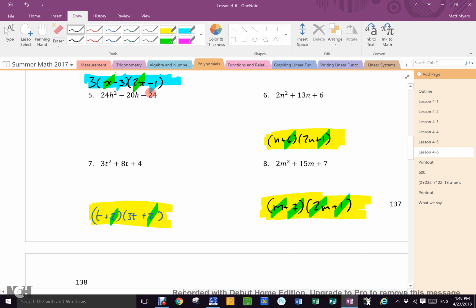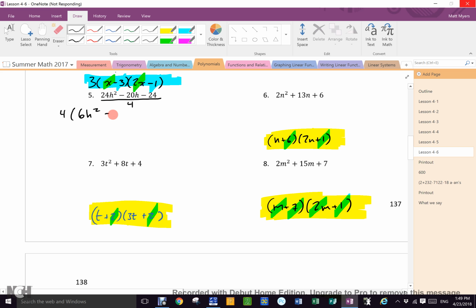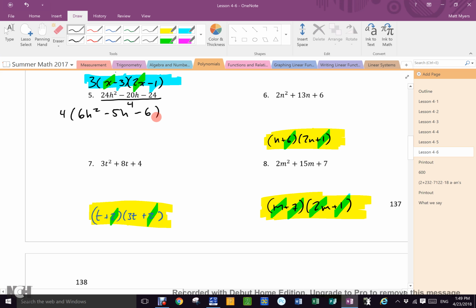So, when I look at this, I say to myself, self, I don't like 24. I want to see if I can get rid of it. I can't get rid of 24 because 20 doesn't work with it. But I can get rid of 4, can't I? So I'm going to get rid of that 4, and now I have 6h squared minus 5h minus 6. Everybody's good to there? It's GCF. It's the very first thing we did in factoring. Everybody should be able to do that in their sleep, right?